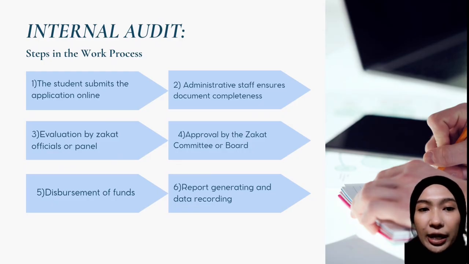Fourth, approval by zakat committee or board. The zakat committee evaluates the assessment and provides final approval for eligible applications. Fifth, disbursement of funds. Once approved, financial aid is disbursed to the students via the registered bank account. Next is report generating and data recording. Reports related to zakat disbursement are generated for monitoring and documentation purposes, including applicant details, amount, and disbursement date.